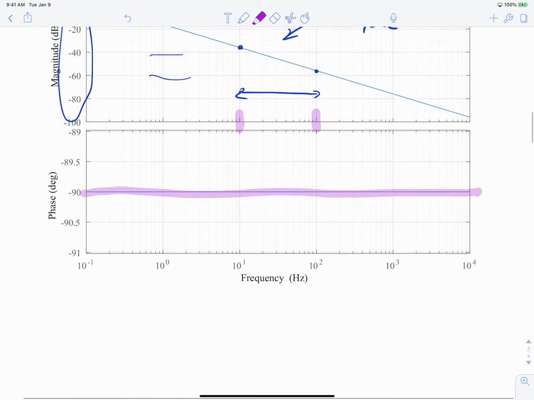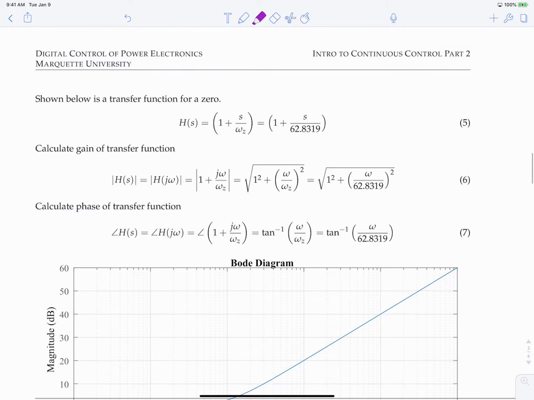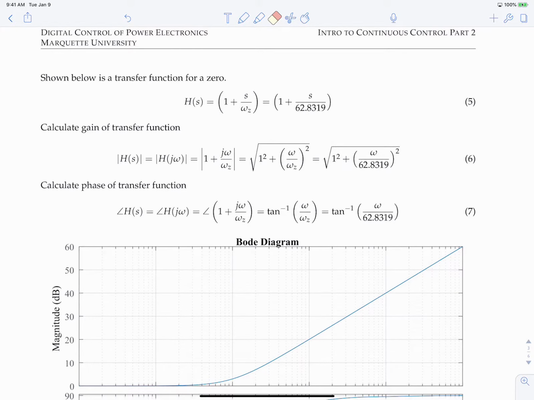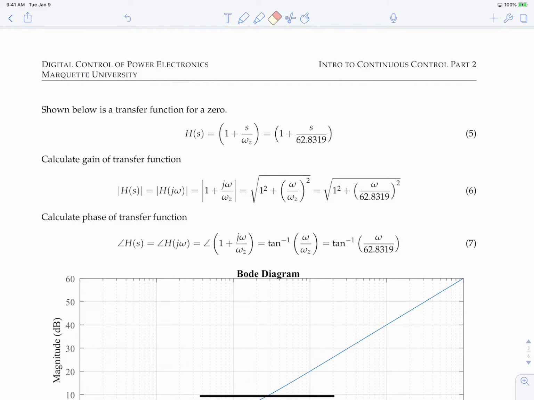Okay, let's go to a more complex example and start to build upon this. All right, check out this example. Here's our transfer function. This ought to look pretty common. In this example, I gave it a number so that we could focus on calculating the gain and phase of this, so the Bode plot. But if you look at this, this looks very familiar. We essentially have a zero transfer function. This is just a zero. Okay, cool.